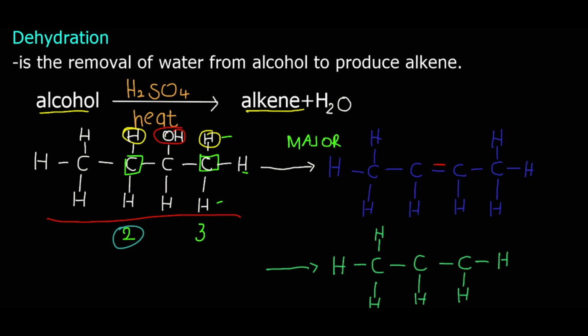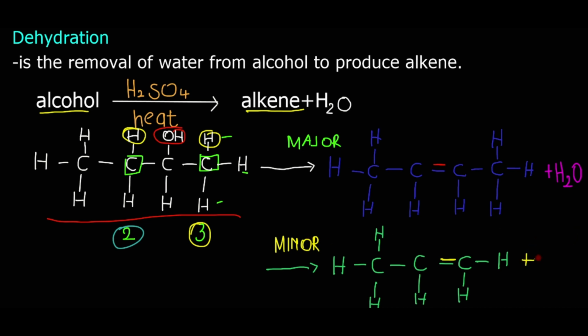And then because I removed H and OH, this means I removed water, then you write it as a side product. And then let's say if you remove a hydrogen from a carbon that has more hydrogens, like this one, you can see this one has 3. So if you remove that hydrogen, you removed OH here and you removed hydrogen here. This means we add the double bond here, and then this one we will have a minor product. So if you do it vice versa, you get a minor product.